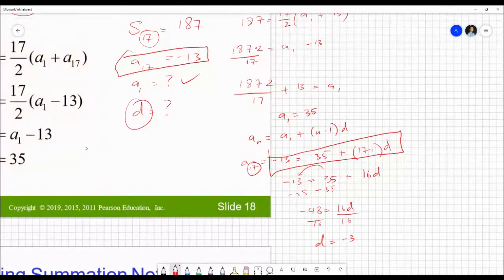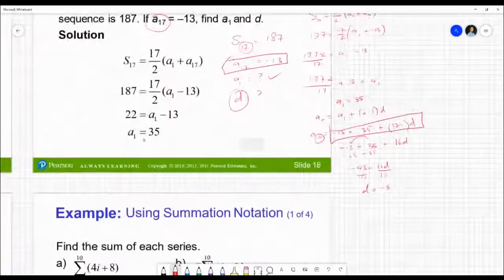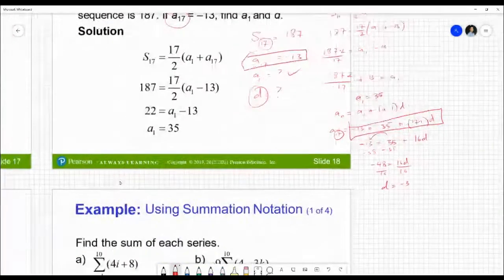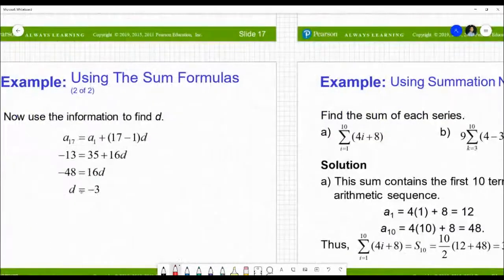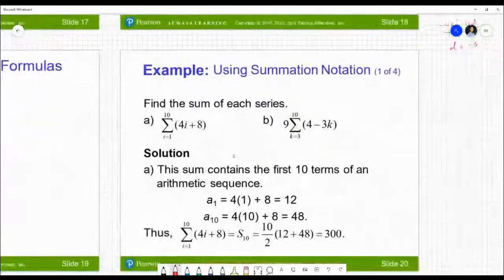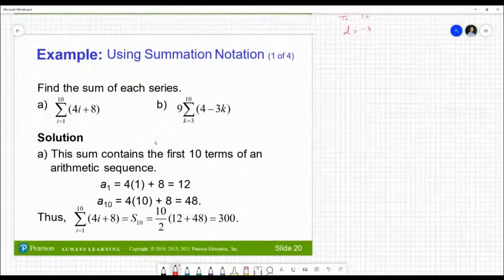So let's see if we got it right. All right, we see here that A1 is 35. That's good. And let's double check. Our D is negative 3. Great. All right, so now let's look at summation notation. So let me go over all of this notation here before we start.